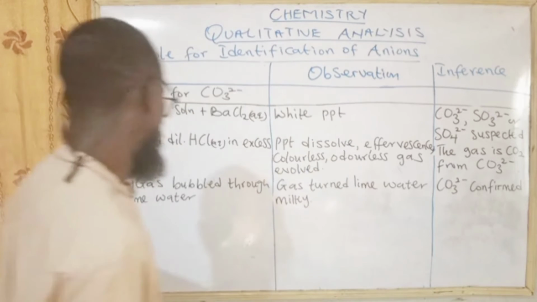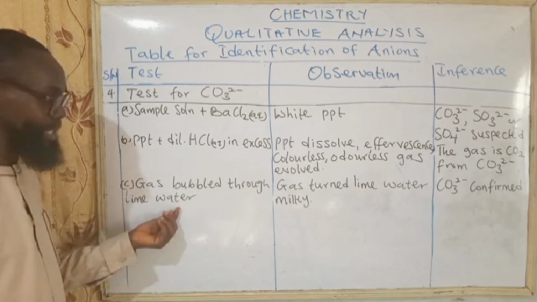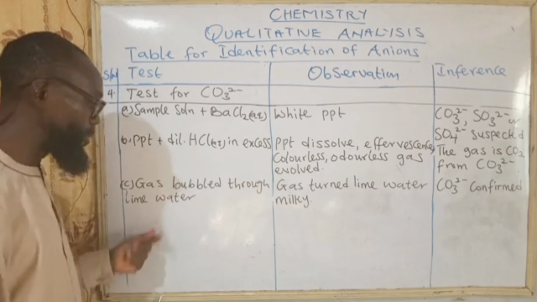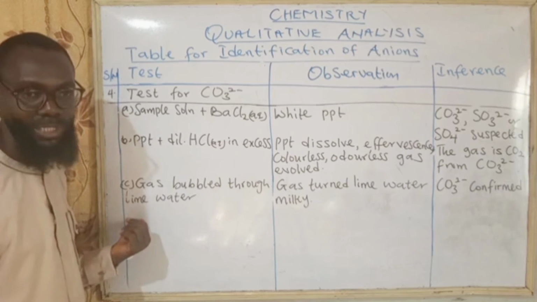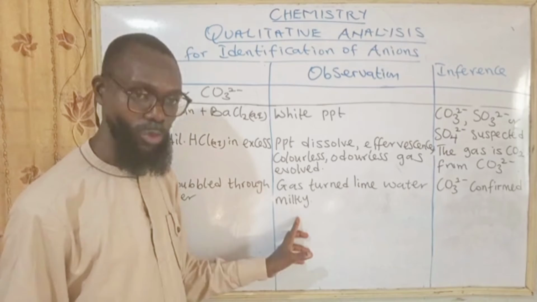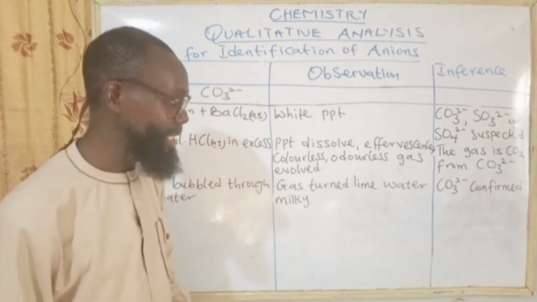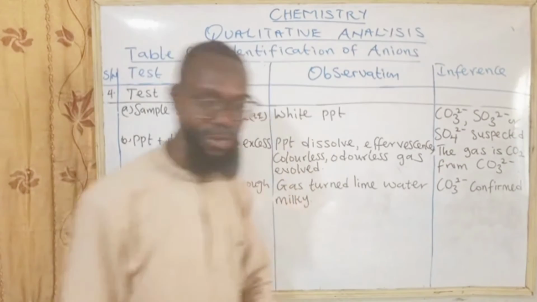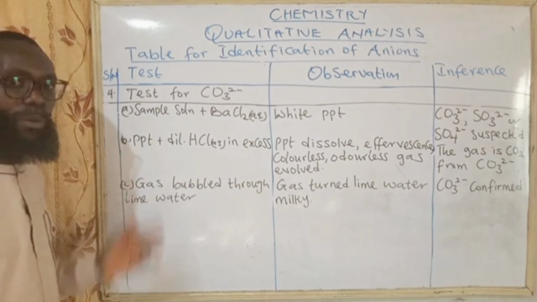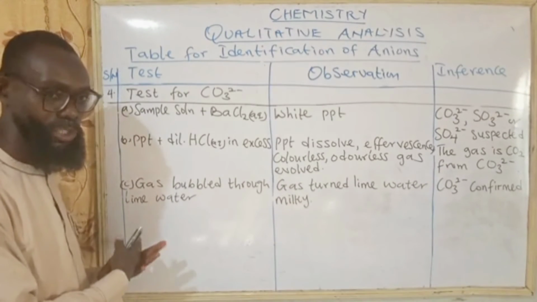So now the C part. Gas bubbled through lime water. The gas that is being evolved here will be bubbled through lime water, which is calcium hydroxide. When you bubble it through lime water, gas turned lime water milky. So this is one of the observations of carbon IV oxide. So CO3 2 minus confirmed. But in our WAEC examination, this might not be given. But at undergraduate level, we are going to do this in our higher institution.